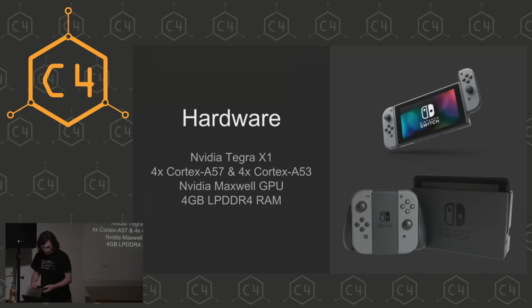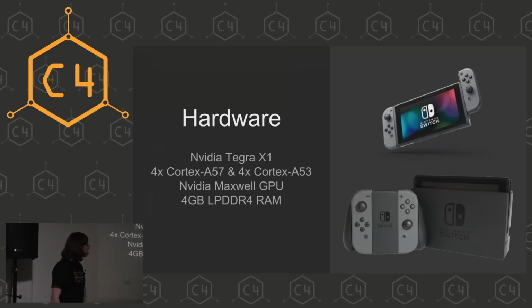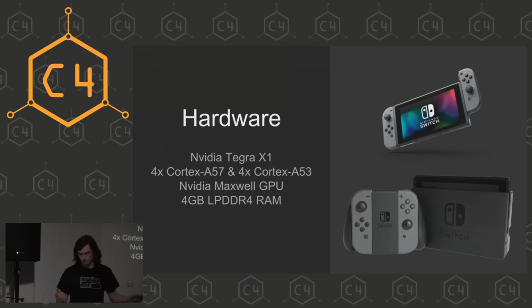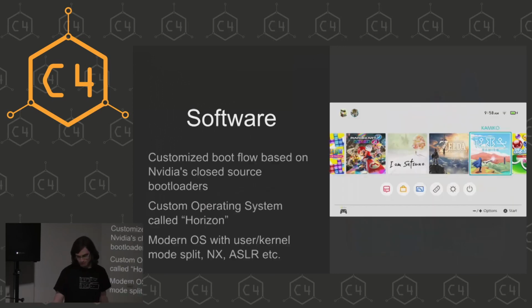The hardware that's being used, this thing is based on an NVIDIA Tegra X1. This is an embedded chip from NVIDIA. It has multiple CPU cores, a quad-core Cortex A57 and a quad-core A53, together with an NVIDIA Maxwell GPU, which is, for the power consumption and the size of this thing, quite impressive. It also has 4 GB of RAM, but every phone has 4 GB of RAM nowadays.